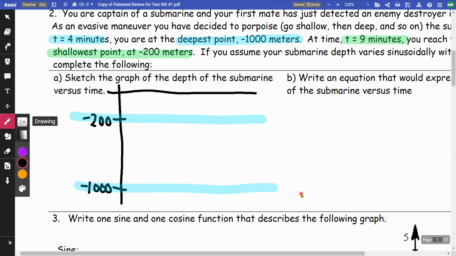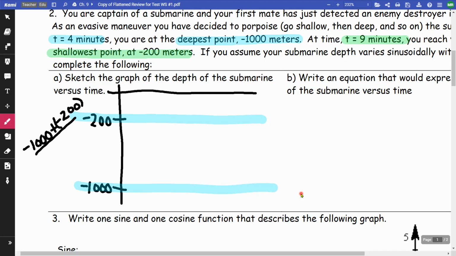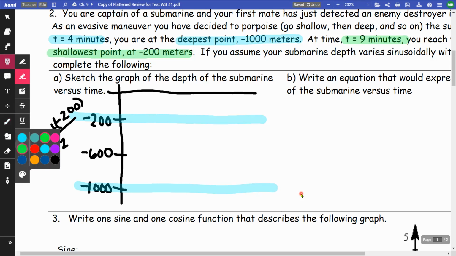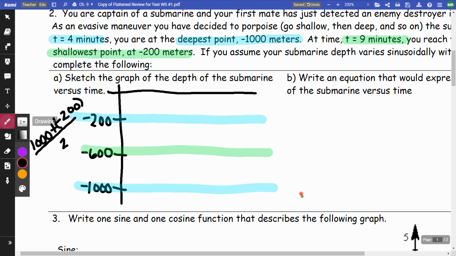Now, if I average those, if I take -1,000 plus -200 and I divide it by 2, I'm going to get -600. And that's going to be our vertical shift. This right away tells us our amplitude, because the distance from here to here, or from here to here, is 400. So that's going to be our A. We also know our vertical shift is -600.